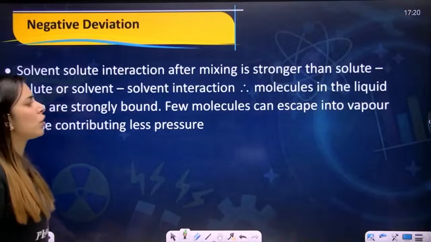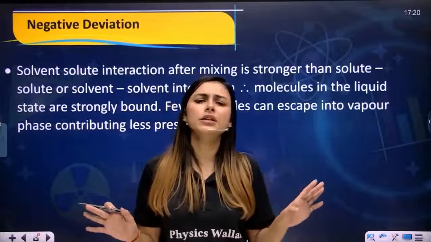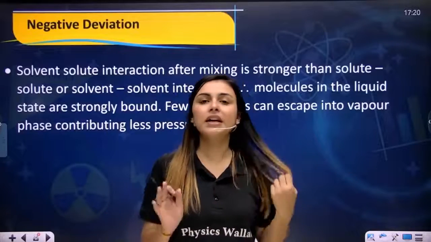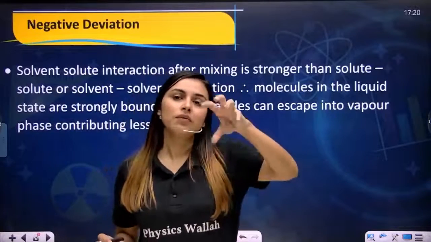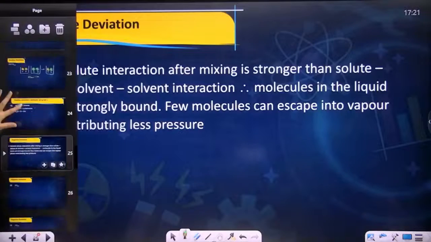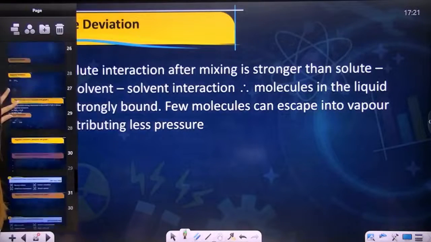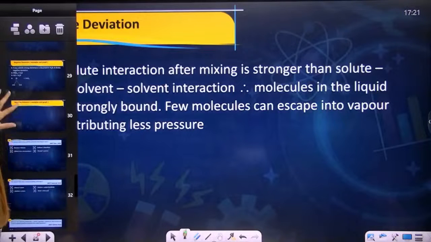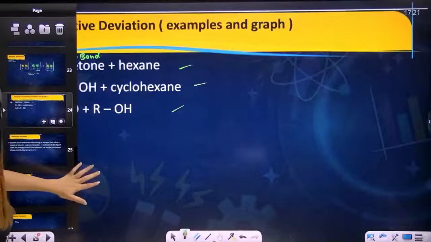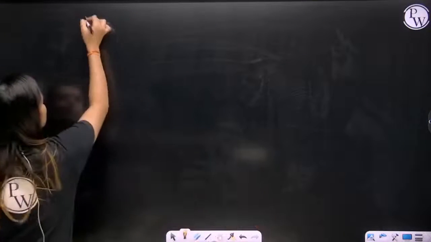Now we're going to talk about negative deviation. If you're clear with the positive deviation, negative deviation is very easy for you now. For a negative deviation, you know that the vapor pressure, haven't we drawn the graphs? We were supposed to draw the graphs as well. Okay, first, my dear students, we have to draw a graph here as well. First, we'll draw a graph for positive deviation.